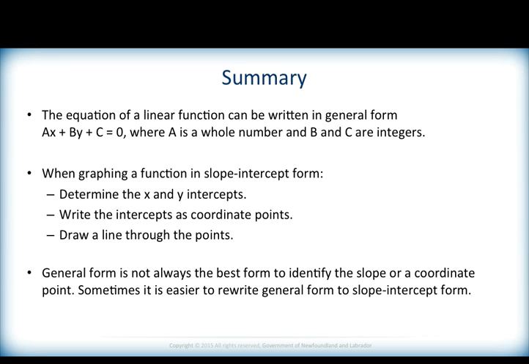Now, in summary, the general form equation is ax plus by plus c equals 0, where a is a whole number and b and c are integers. When graphing a function in general form, determine the x and y intercepts, write the intercepts as coordinate points, and draw a line through those points. General form is not always the best form to use, so it is best to recognize which form is the easiest to find slope, the y-intercept, or just a coordinate point.